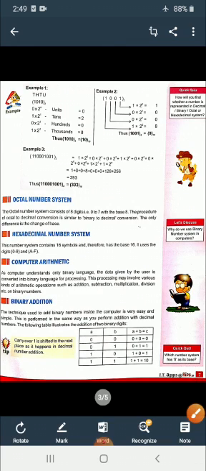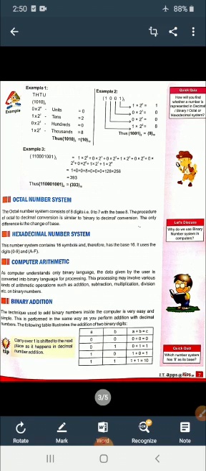The octal number system consists of 8 digits, that is 0 to 7, with base 8. Octal to decimal conversion is the same as binary to decimal conversion. The only difference is the change of its base. Next one is the hexadecimal number system. This consists of 16 symbols. Those are 0 to 9 and A to F alphabets. So its base will become 16.